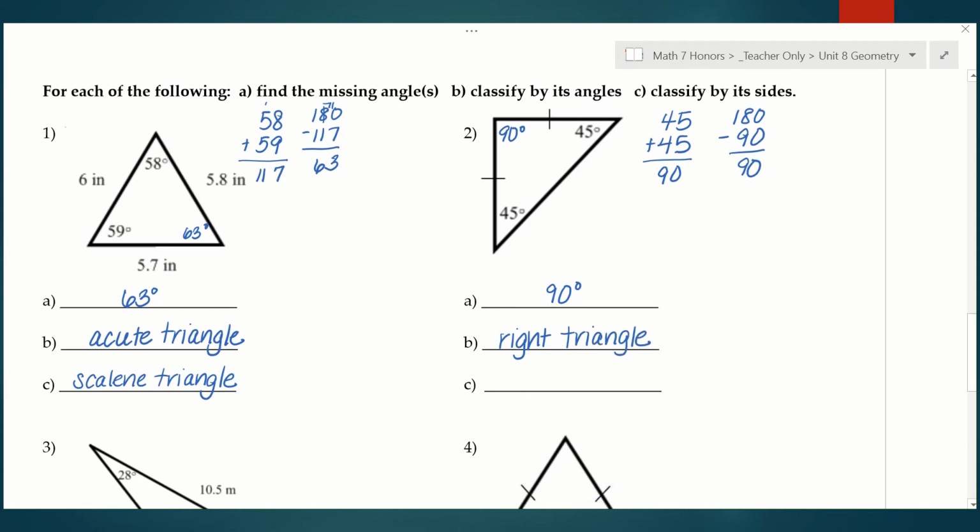Okay, looking at its sides, they don't give us any side lengths, but what they do show us is that these 2 sides with the marks there are equal. And so when 2 sides of a triangle are equal, that means it is an isosceles triangle.